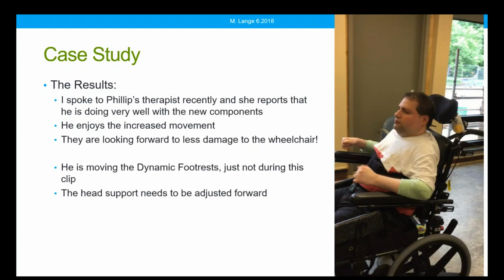So I was at a conference recently, actually in Philadelphia, and I saw one of Phillip's therapists, and she told me that he was doing very well with the new components and that he was really enjoying the increased movement. And so far, so good on the wheelchair. There's no new damage. He hasn't had this for very long, and they're excited about the fact that we're anticipating he will not have the damage he's had on his chair in the past.